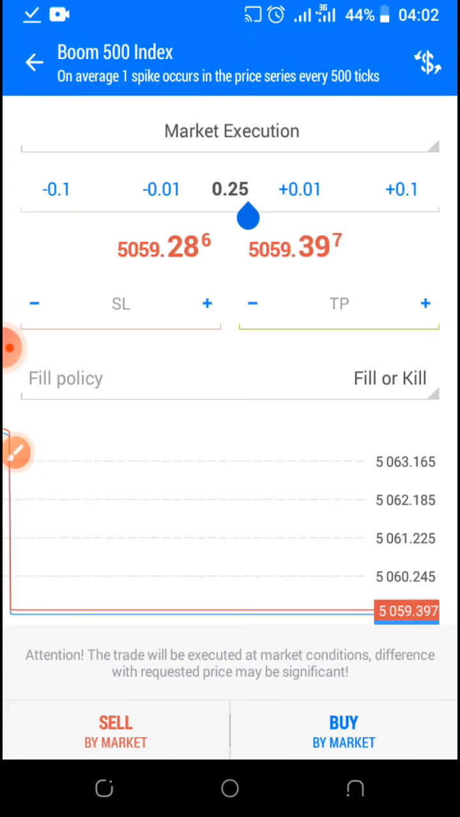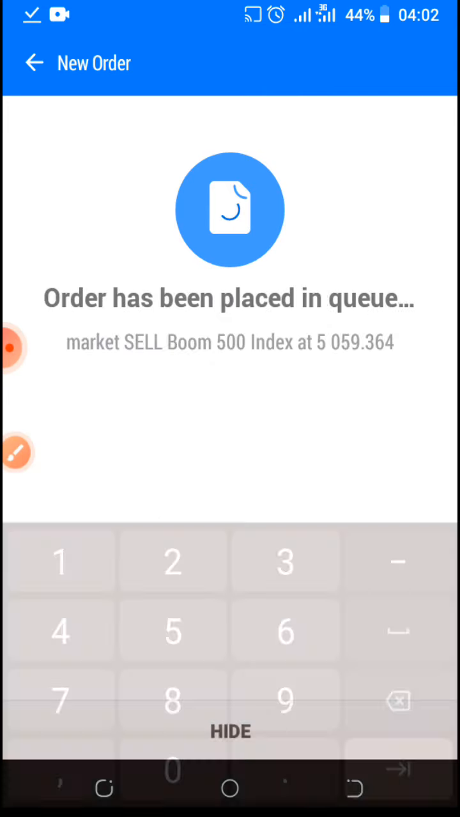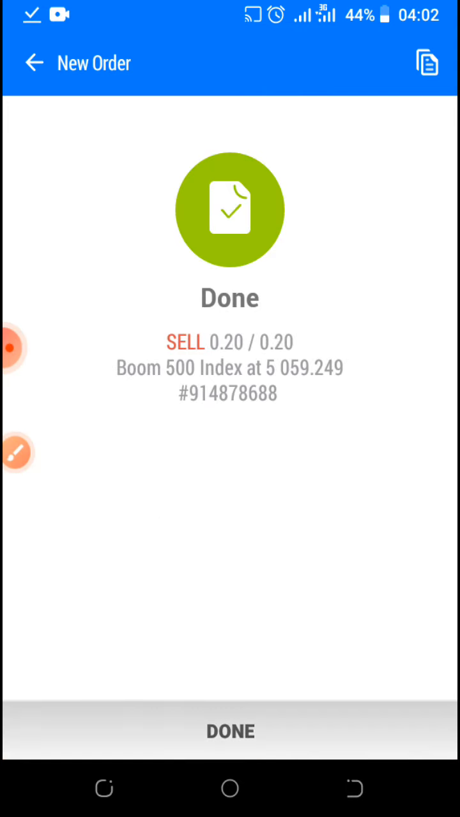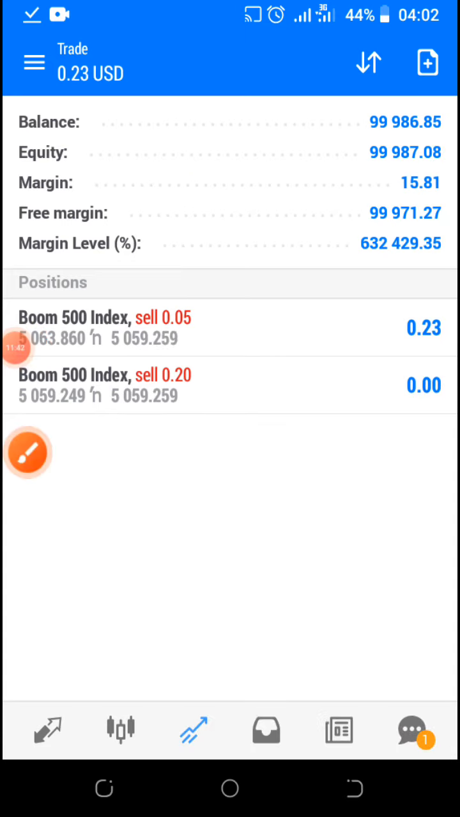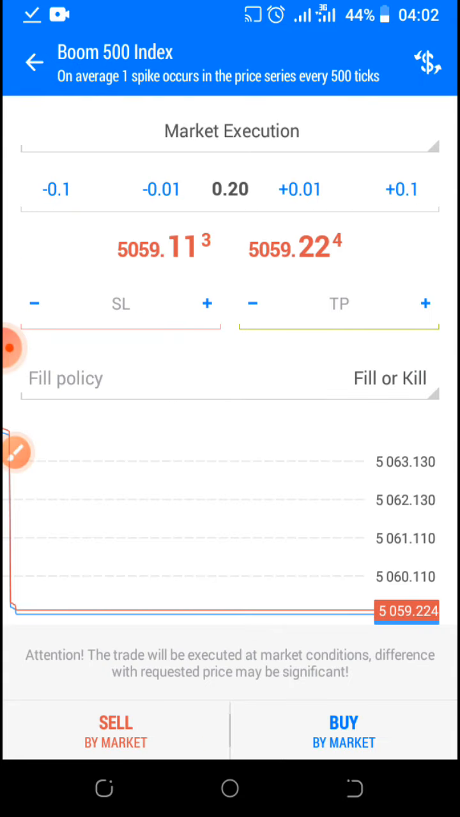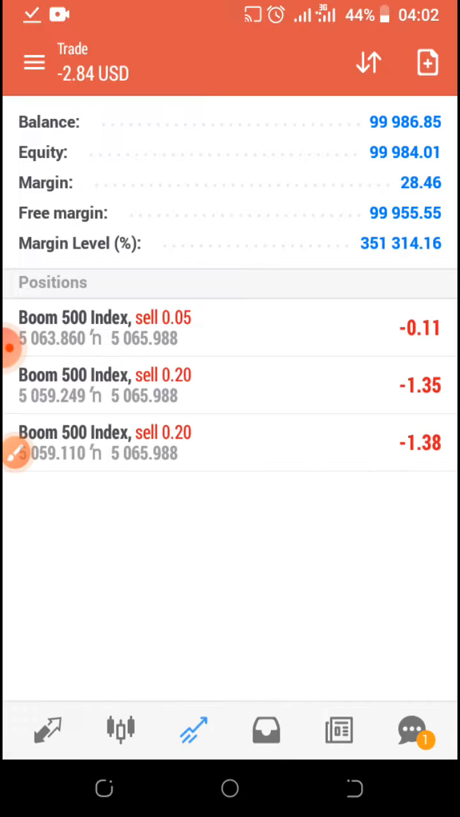So let me reduce it to 0.20 and let me sell. Just watch. You can see what happened. Your margin increased to $15.81. And what happened to your free margin? It reduced. So the more positions you keep adding, the more your margin requirement grows. Oh, it just spiked, and this is on a negative. So that is the first thing traders don't pay attention to.